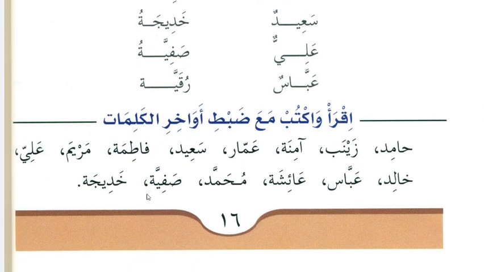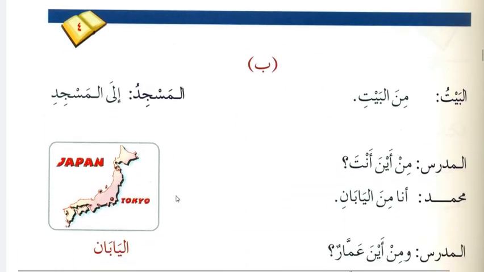Ikra waktub ma dabti wa akhiril kalimat. Read and write with correct ending. So he wants you to put irab on these asma. So Hamidun, put Tanween here. Zainabu, use the damma here. Aminatu, use the damma. It is a proper feminine noun. Ammarun, Tanween. Saidun, Tanween. Fatimatu, damma. Maryamu, damma. Aliyun, Tanween. In this way you will put irabs on these asma.